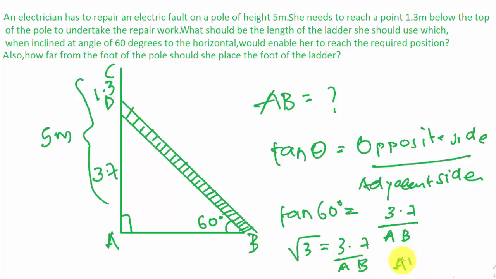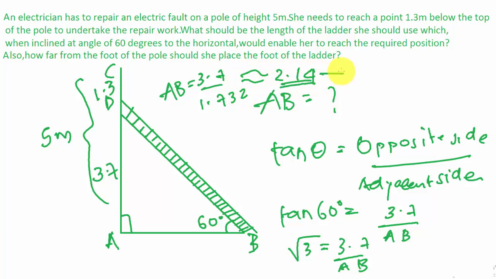Now AB, I'm going to cancel that, which means AB is equal to 3.7 divided by 1.732, which is approximately equal to 2.14. Now you just got the answer.